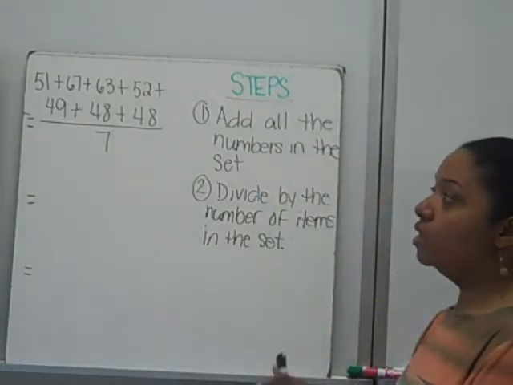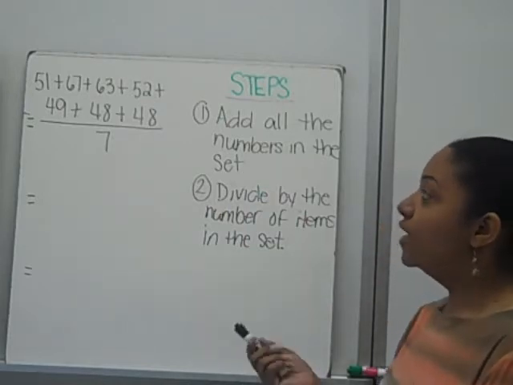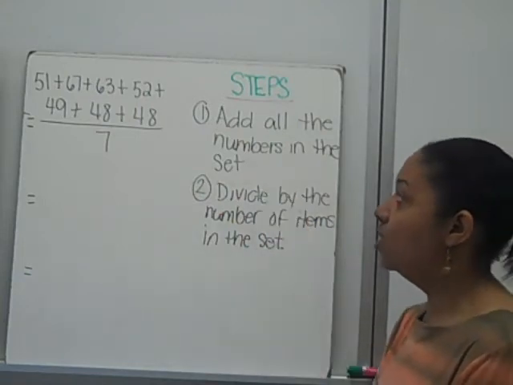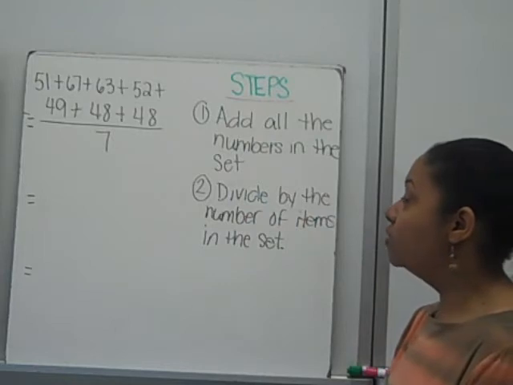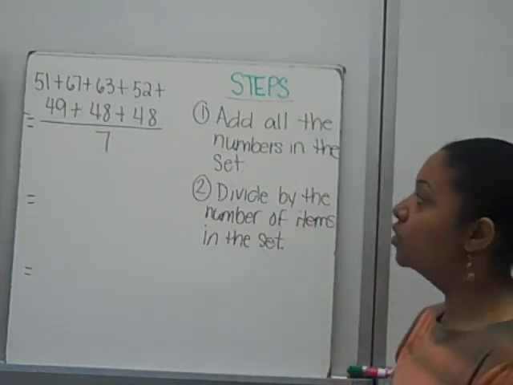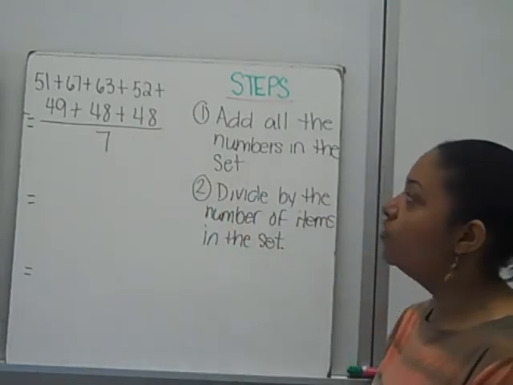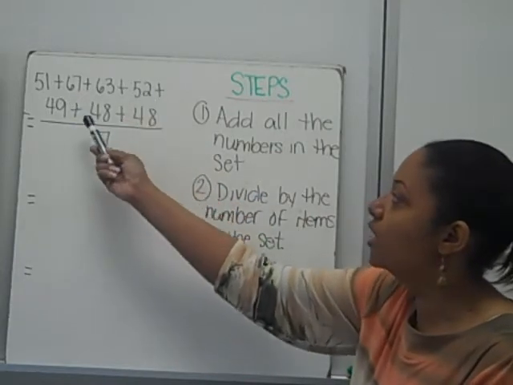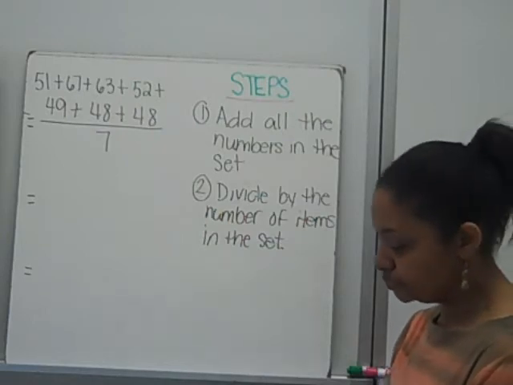Okay, so I have steps. You know how I like to put steps on there. So when you're finding the mean, first you have to add all of the numbers in the set. After you add all the numbers in the set, you have to divide by the number of items in the set. So we're going to add, and you can use your calculator during this part, 51 plus 67, 63, 52, 49, 48, 48. So you're going to add all those up.